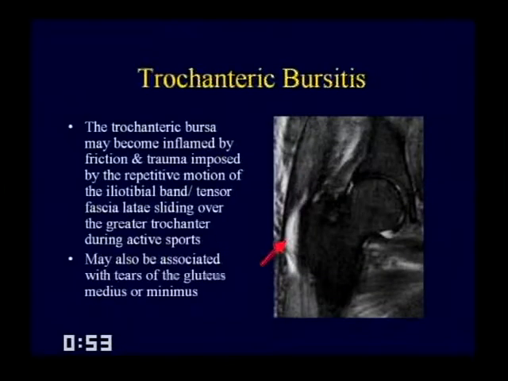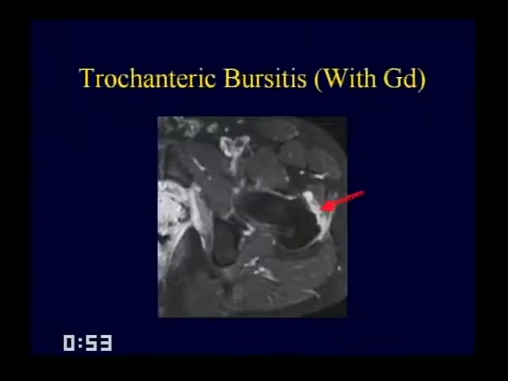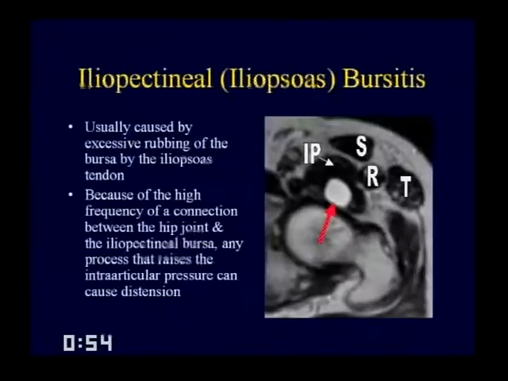So the trochanteric bursitis is going to be around the greater trochanter, and this bursa can become inflamed by friction and trauma imposed by the tensor fasciae lata or iliotibial band rubbing over it. It can also be associated with tears of the gluteus medius or minimus. We don't typically give gad to look for this, but sometimes it can be helpful if you're looking for subtle cases.